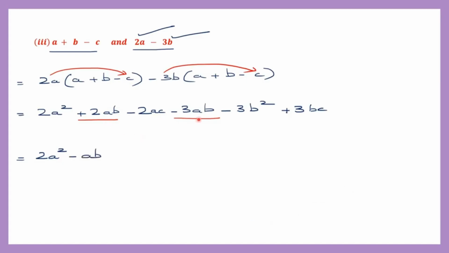So now we finished with ab. Let's take the next one. This is minus 2ac. So minus 2ac. So that is also over. Then let's take this, minus 3b square. That is minus 3b square. And the last one, which is plus 3bc. So we have a final answer here. Let's read it out and see. 2a square minus ab minus 2ac minus 3b square plus 3bc.